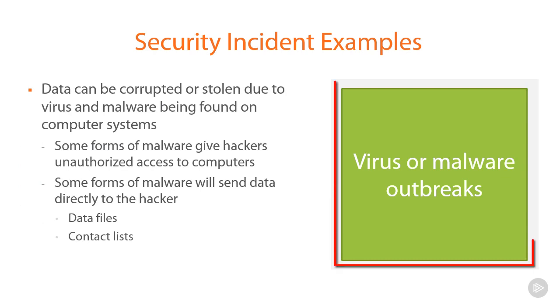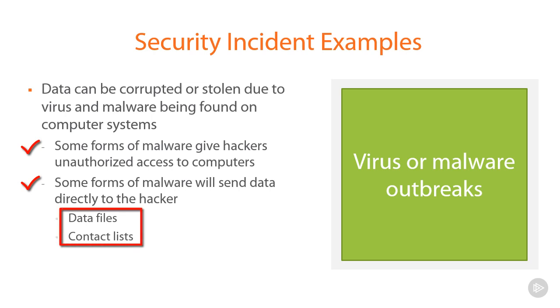What about viruses or malware outbreaks? Data can be corrupted or stolen due to virus and malware being found on computer systems. Some forms of malware give hackers unauthorized access to computers so they can do whatever they want with the computers and access any files that are on that computer at will. Some forms of malware will actually send specific data directly back to the hacker, so things like data files and contact lists might be compromised immediately.